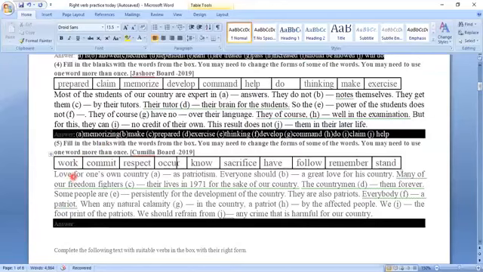Now let us go through the text first. You read by yourself. I give you some time to read it.